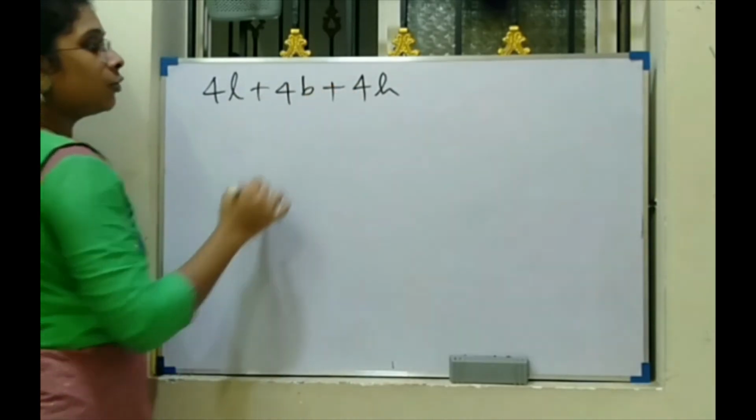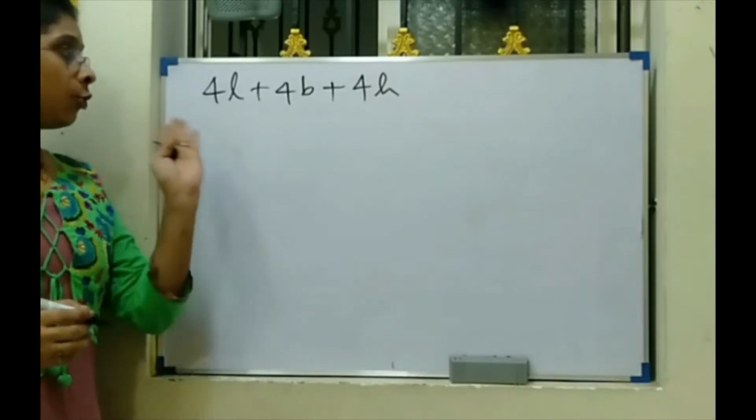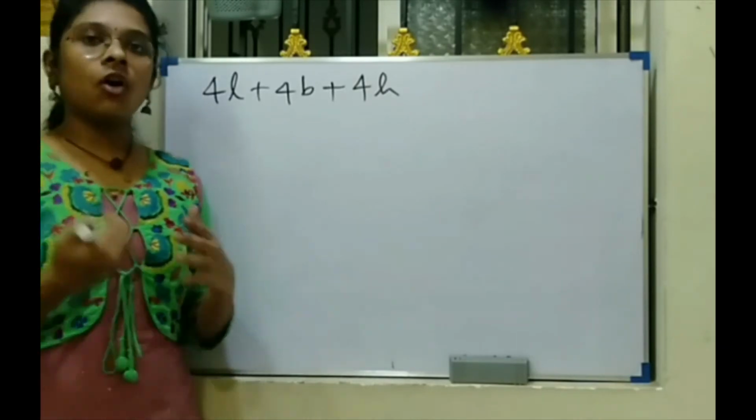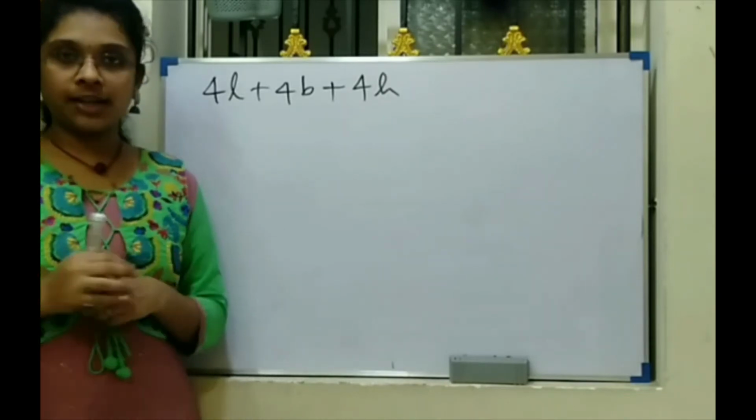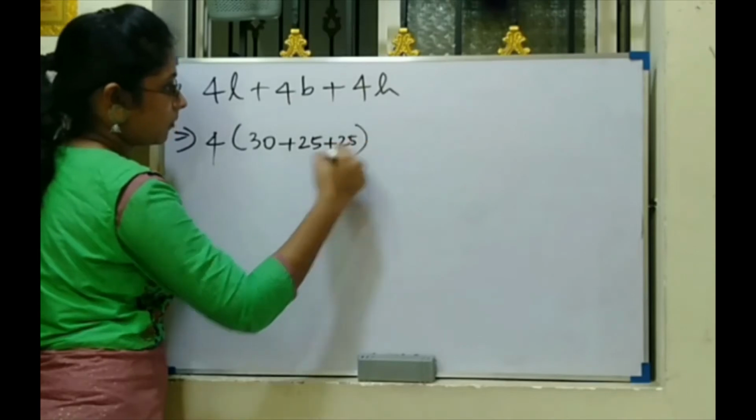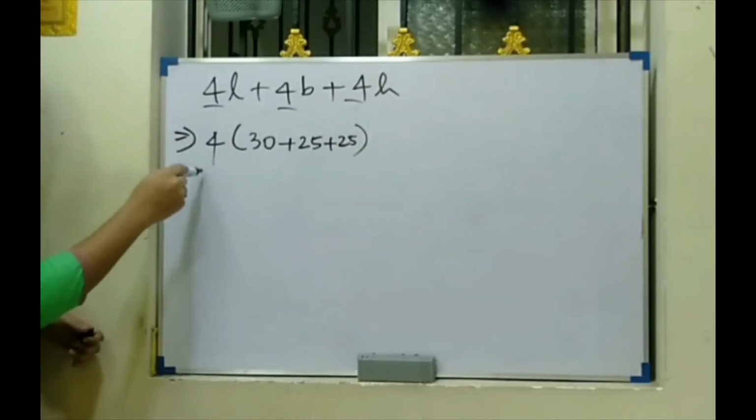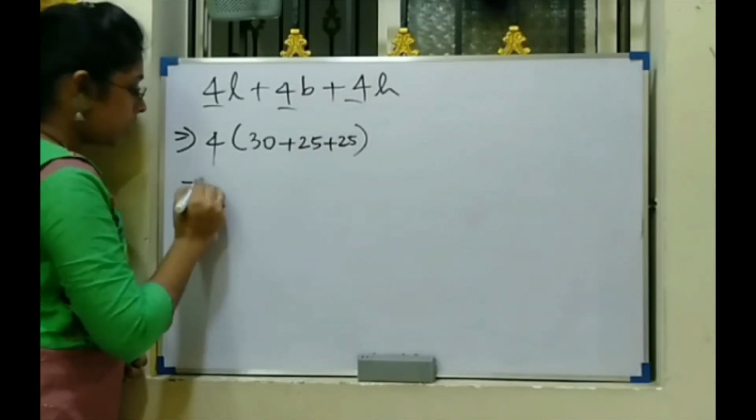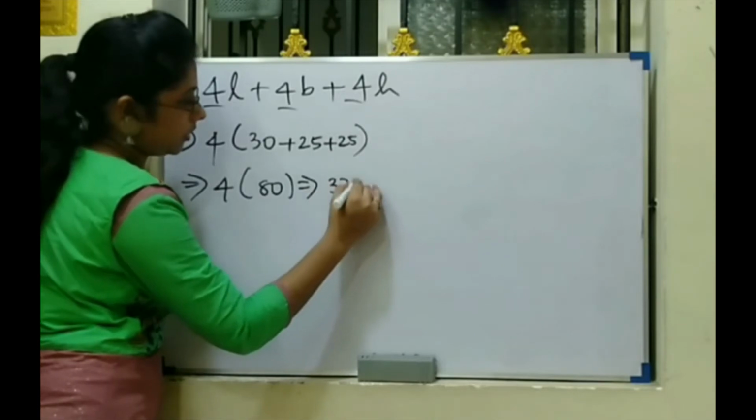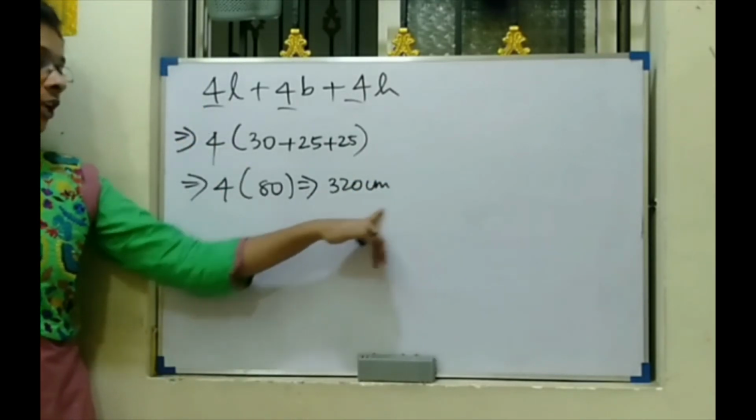So, we have to just add them all. We have 4 lengths in the cuboid, 4 breadths and 4 heights in the cuboid. So, if we add all those we can easily find the length of the tape. So, let's add them. Here I am taking 4 as common because all the 3 terms have 4 as common. So, 4 into 80 which is equal to 320. Therefore, the total length of the tape is equal to 320 centimeter.